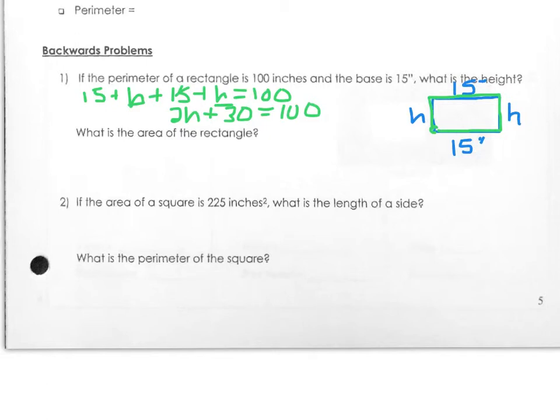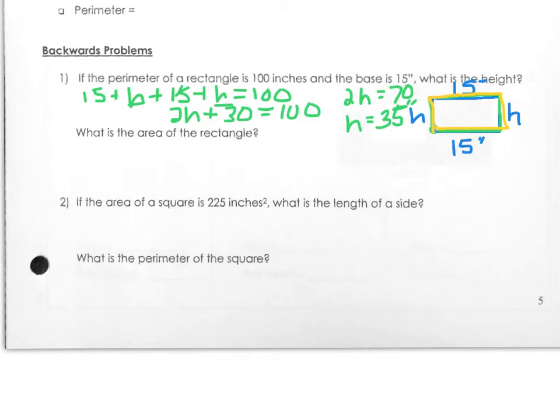So now I'm going to subtract 30 from both sides. So subtracting 30 from the left just leaves me with this 2H. Subtracting 30 from the right leaves me with 70. And then I'm going to divide by 2, and I get a height of 35. So maybe you substitute that in, and let's check it out. Does 15 plus 35 plus 15 plus 35 add up to 100?